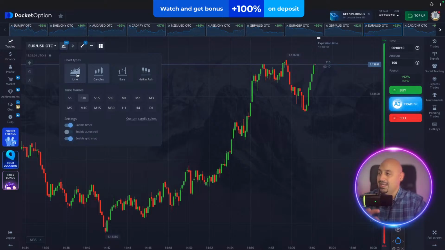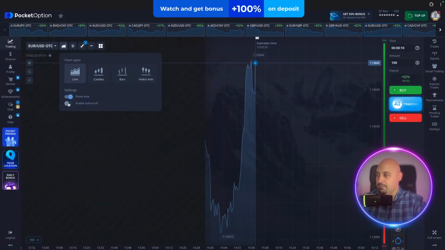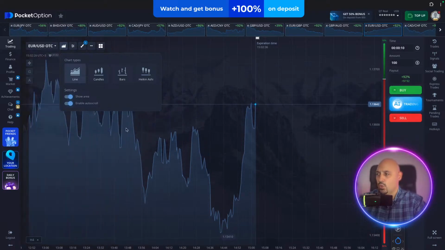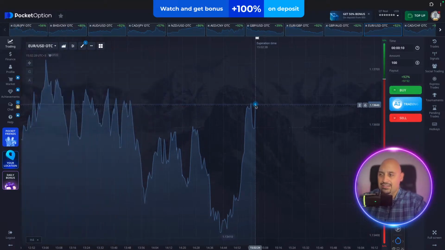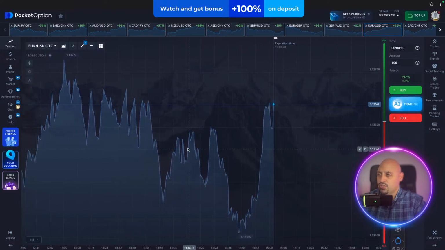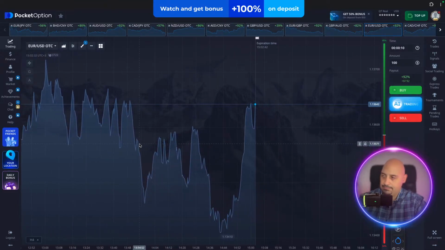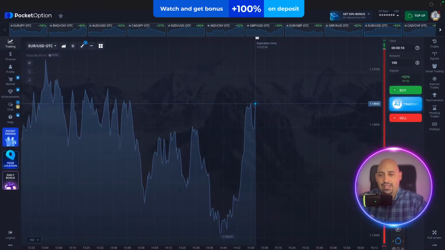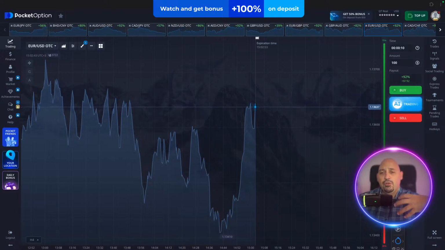The first one is called line, the line chart. I'm also going to enable the auto scroll just for you guys to see what the auto scroll does. Basically, as the price keeps moving, the chart is going to keep moving to the right. Now, the line chart, I wouldn't say it's so common, but for me, it's the simplest thing that you can find on the platform. So it's a very basic type of chart.